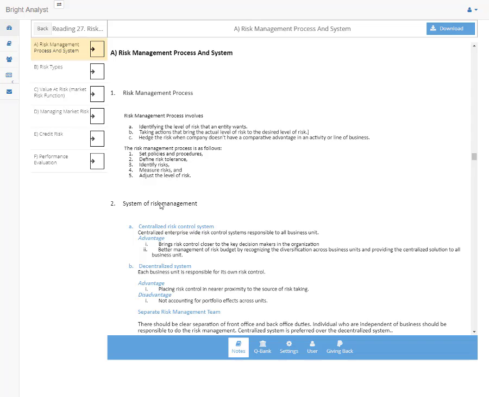There are two systems which are really popular. The first one is the centralized risk control system. In a centralized system, there is a centralized unit which caters to all the business area units. It helps in multiple ways. First of all, the common risk management functionality can be centralized so that it won't be redundant in every business unit.